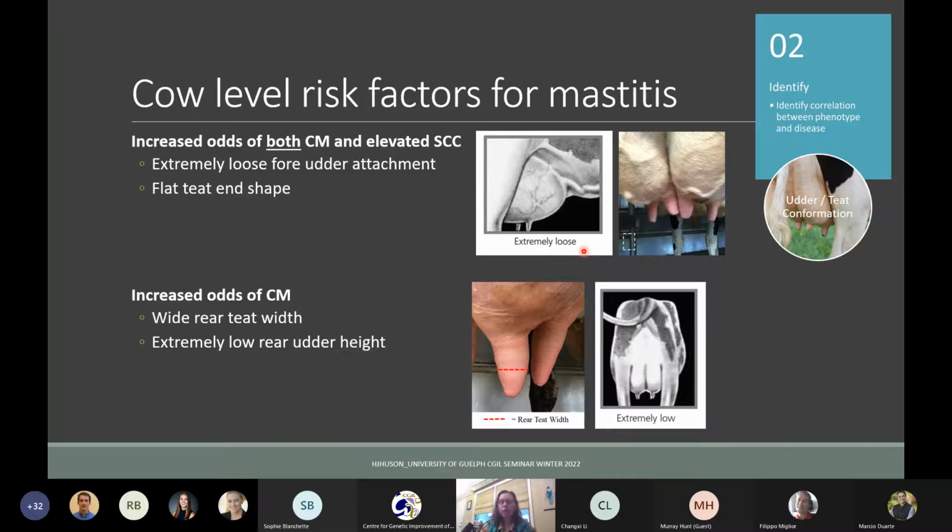Outcomes, like I said, our first outcome was an epidemiological study. So we're doing statistics on udder and teat conformation. We were able to come back and say, here are the cow-level risk factors related to clinical mastitis and elevated somatic cell score. It was cell count changed into cell score. These down here were just related to clinical mastitis, but these are really informative things for farmers to look at in managing their cows.